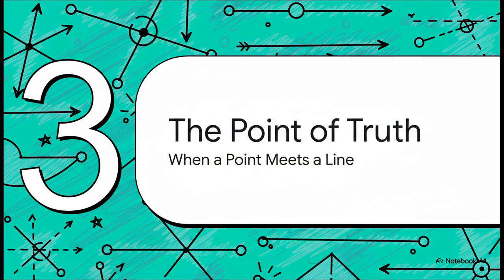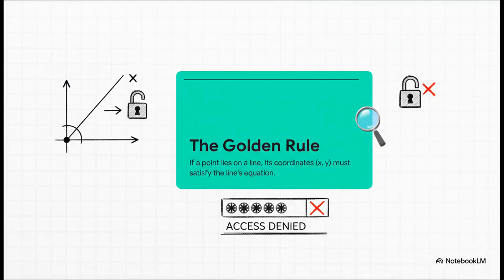Now for tool number 2. What actually happens when a single specific point in space meets one of these infinite lines? This right here is like a fundamental law of the universe for coordinate geometry. You can think of it like a password. If a point's coordinates, its x and y values, make the line's equation true, then boom, it's granted access. It lies on the line. If not, it's just an outsider.